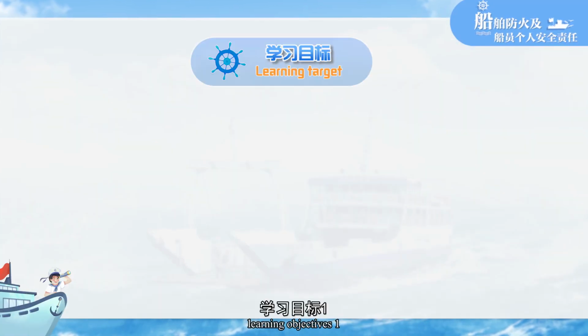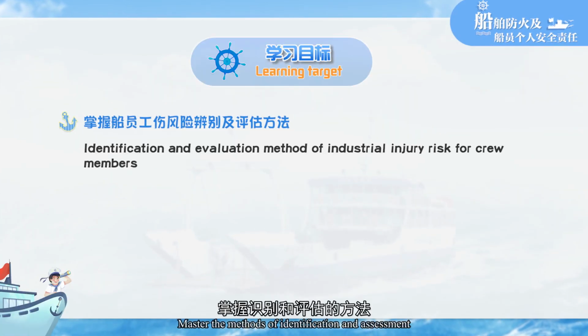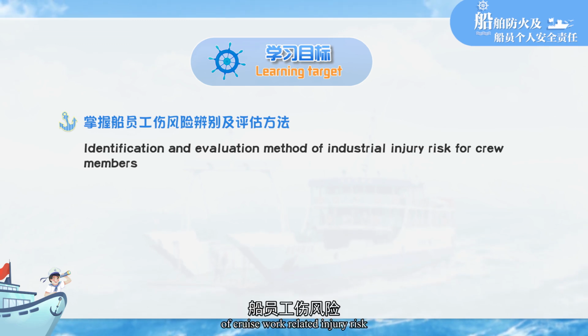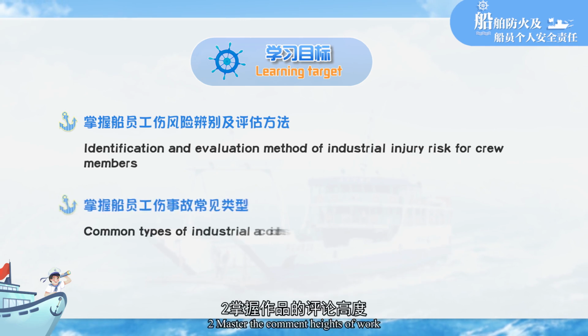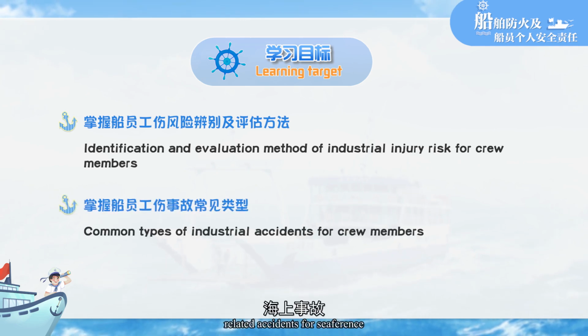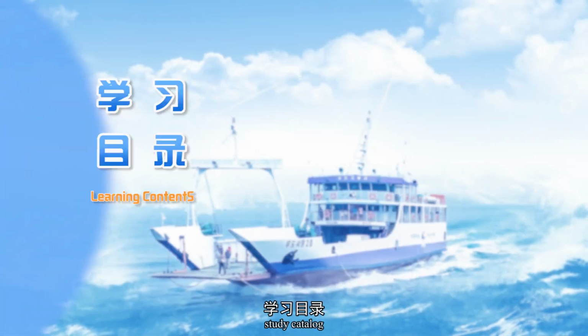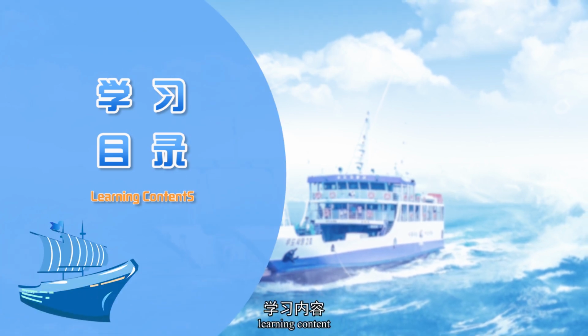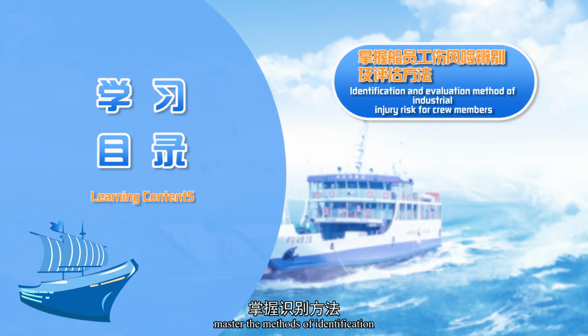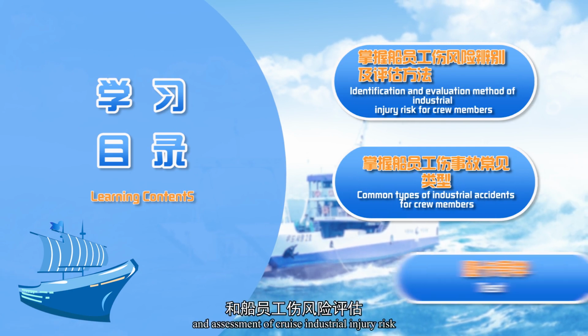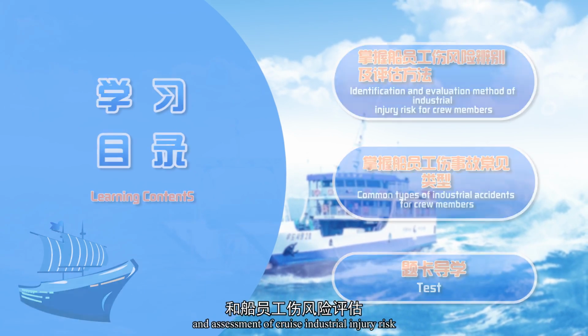Learning objectives: 1. Master the methods of identification and assessment of crew's work-related injury risk. 2. Master the common types of work-related accidents for sailors. Learning content: master the methods of identification and assessment of crew's industrial injury risk.